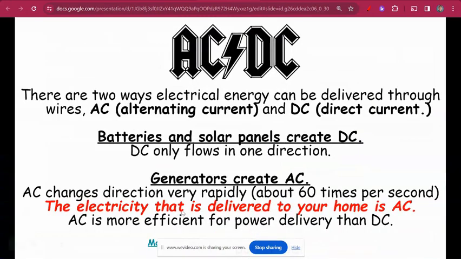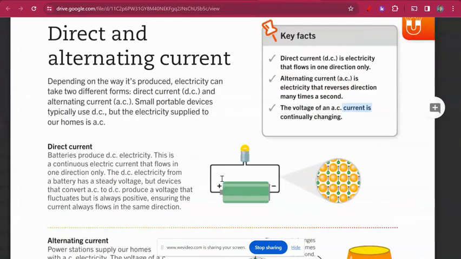Now, the other type of electricity is called AC. That's alternating current. This is the electricity that's delivered to your home through outlets and wires and power lines. The reason is AC is more efficient power to deliver to your home, and it's also very easy for the power company to make. Okay, so let's come back for a second.